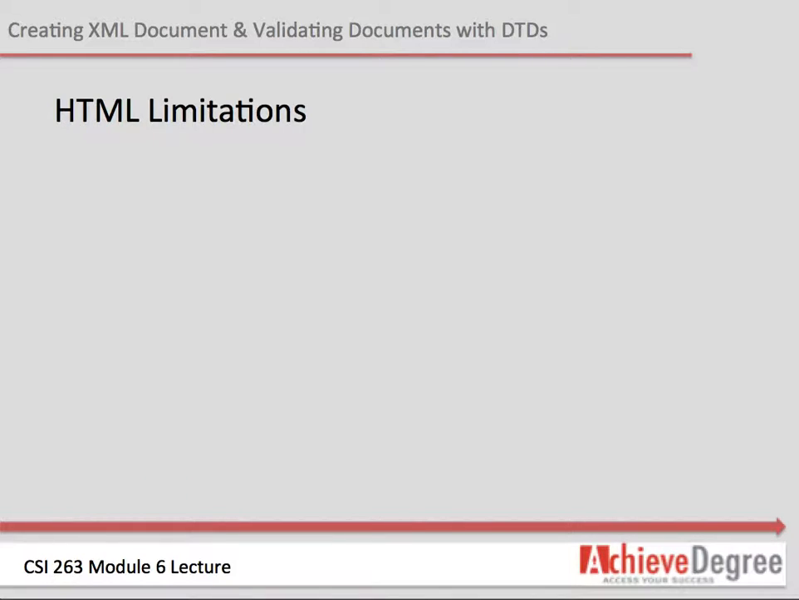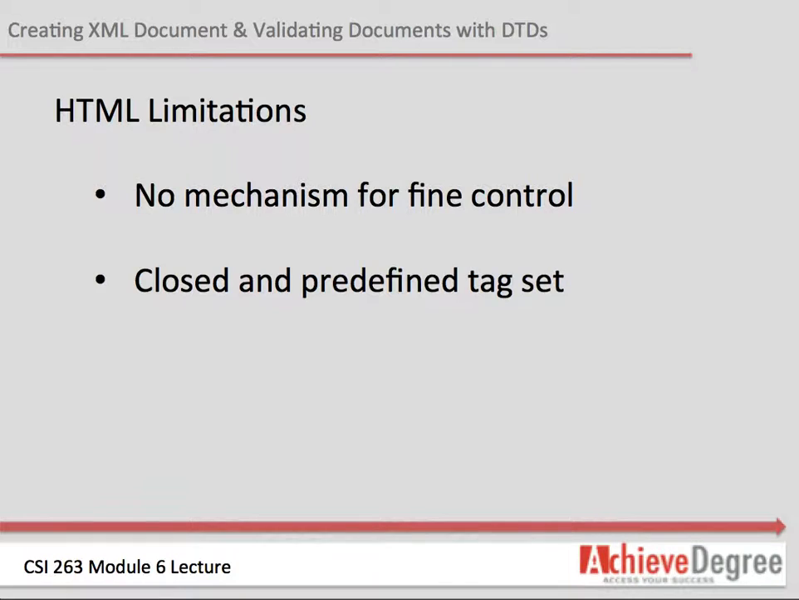HTML limitations. HTML doesn't include mechanisms for maintaining fine control. A web designer can't specify the display size of a document or control the size of a browser window. Although HTML 4.0 includes tags to help a web designer manipulate font style, size, and color, users can override these settings with their own. HTML consists of a closed and predefined tag set. That is, both the tag semantics and the tag set are fixed. For example, H1 is always a first-level heading, and the tag is meaningless.